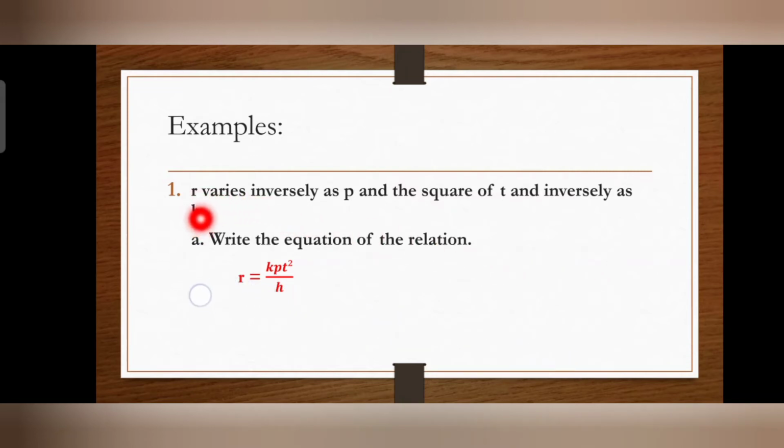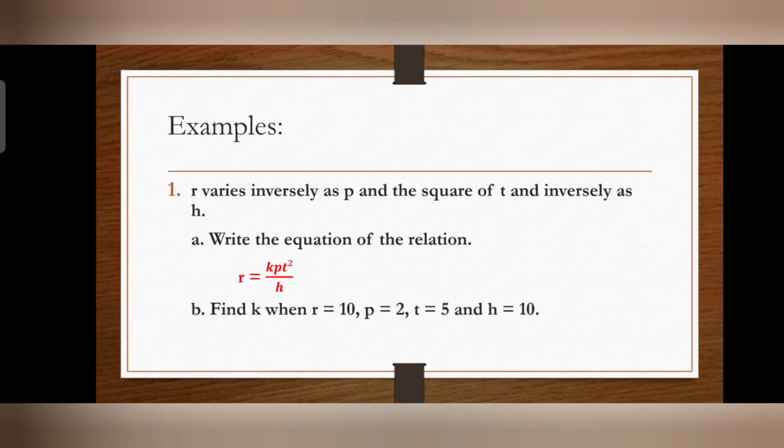Kasi R varies jointly as P and the square of T and inversely as H. So, copy R is equal to varies jointly as P and the square of T. So, K times P, then square of T is T squared. Since meron siyang inversely, so divide as H, divided by H.